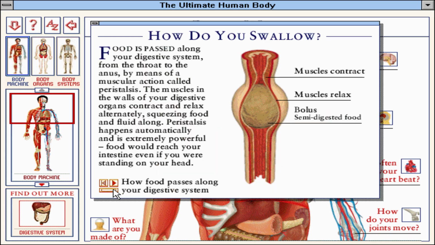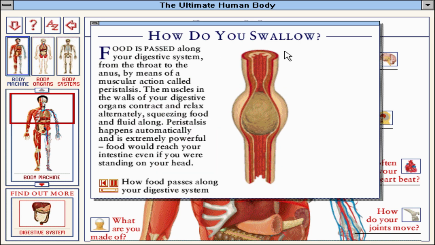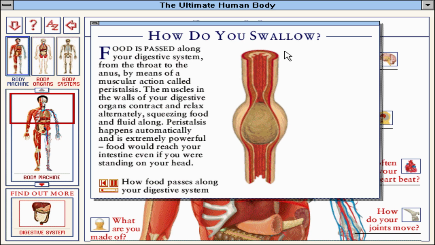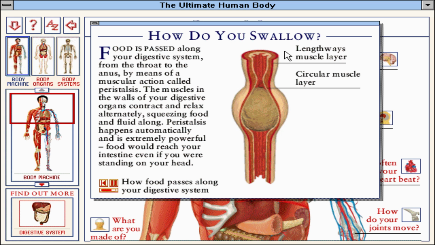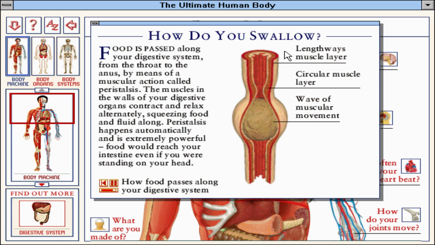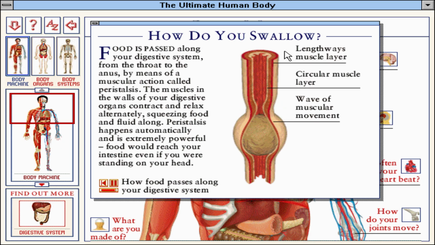How do you swallow? Peristalsis is the process by which food is passed through the tube-like organs of the digestive system. These tubes consist of 2 layers of muscles, an outer lengthways muscle layer and an inner circular muscle layer. The alternate contraction of these layers creates a wave of muscular movement that squeezes food all the way from the mouth to the intestines.